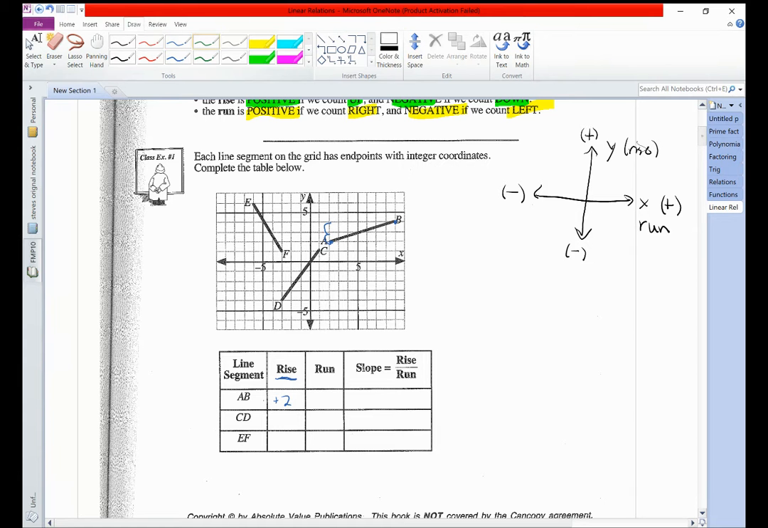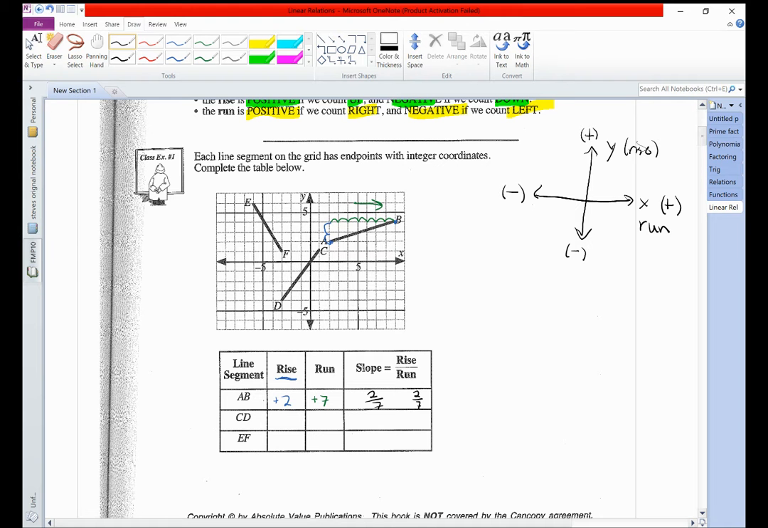The run from here is the change in the x direction, or the horizontal direction. So that's going to be 1, 2, 3, 4, 5, 6, 7, and that's in the positive direction. So plus 7. If we do rise divided by run, we know the slope of that line is 2 over 7. And that's the slope right there, which is really nice.